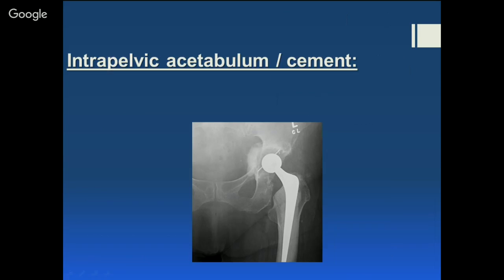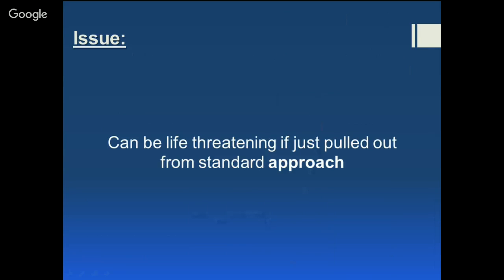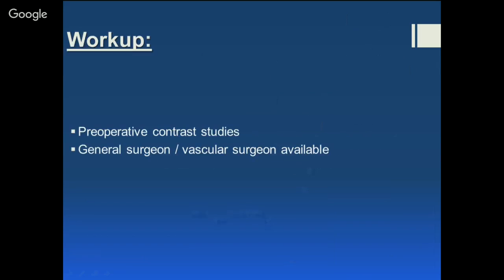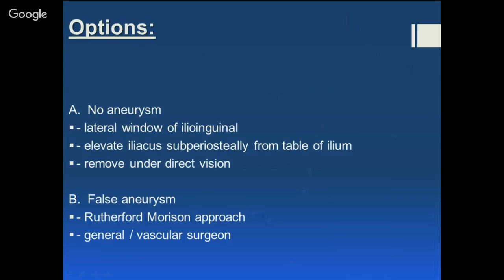If there is an intrapelvic acetabular component or intrapelvic cement, the issue can be life-threatening if we just pull it out from the standard approach. So for workup, a preoperative contrast study is done, and a general surgeon or vascular surgeon may be needed. If there is no aneurysm, we use a lateral ilioinguinal approach, elevate the iliacus muscle and remove under direct vision. Or if there is a false perfusion, we need a vascular surgeon, and we go for a Rutherford Morrison approach.